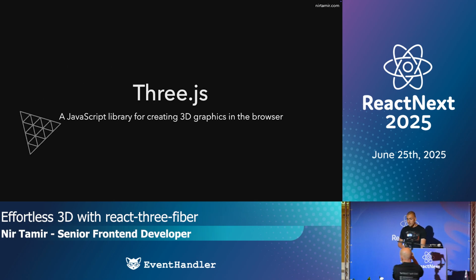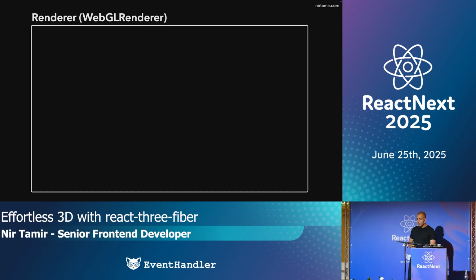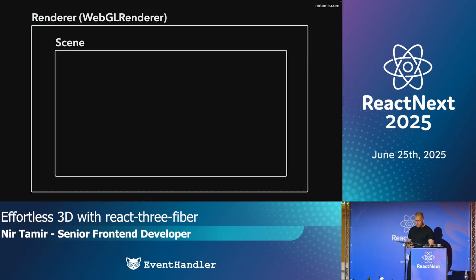We are going to use Three.js, which is a JavaScript library for creating 3D graphics in the browser. Most Three.js apps have the same core elements. First, we need to have a renderer that handles rendering your 3D scene in a browser using WebGL. Then, we have a scene, which is a container for our elements. This is the stage and the space where all the 3D objects, lights, and cameras live.